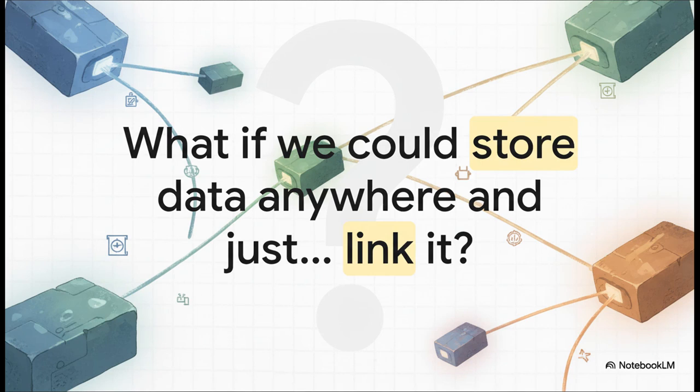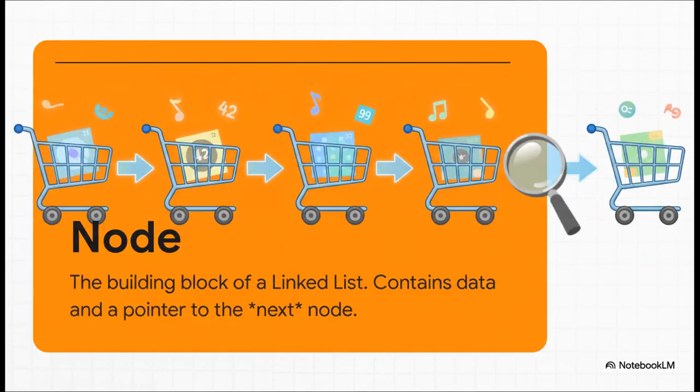What if we just threw out that whole "everything must be side by side" rule? What if we could just scatter our data all over the computer's memory, wherever there's space, and just leave a little clue in each piece telling us where to find the next one? Well, that's exactly what a linked list does.